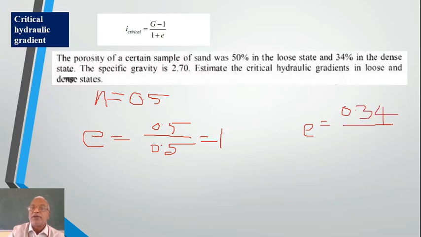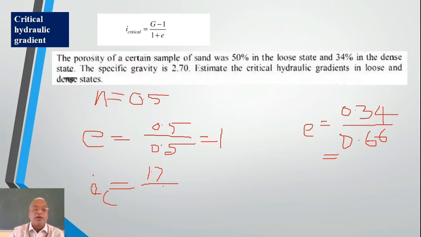n divided by 1 minus n, 0.66, whatever amount is there, that will be that. Then specific gravity is 2.7. Estimate the critical hydraulic gradient in loose and dense states. So i critical, I have to substitute. In the first case it will be 2.7 minus 1, that is 1.7, divided by 1 plus e. e has become 1. 1 plus 1 is 2.